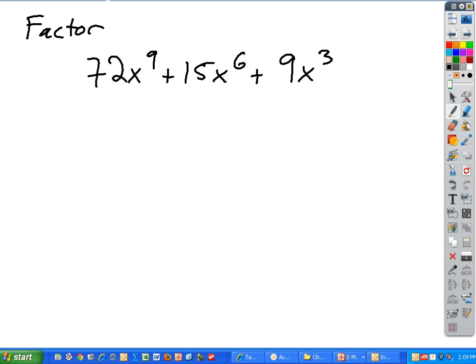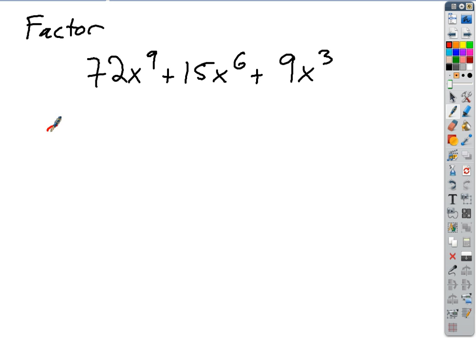Okay, you recall, going back to chapter 5, when we're factoring, we always want to see if we can factor out a greatest common factor. In this case, we can. For the number part, we could pull out a 3, and then what's the biggest power of x? X cubed. So if I undistribute, if I factor out the greatest common factor of 3x cubed, what am I left with?